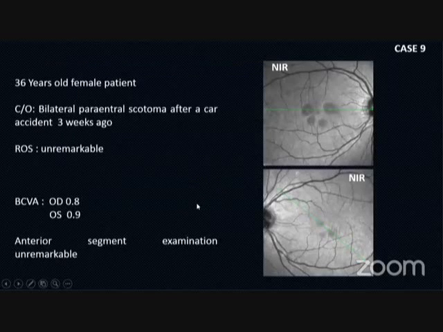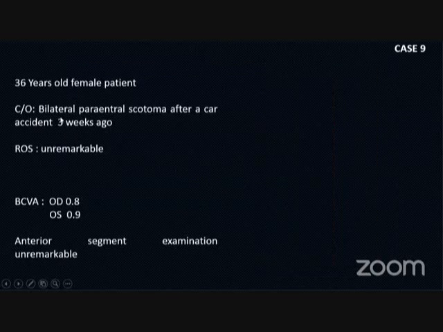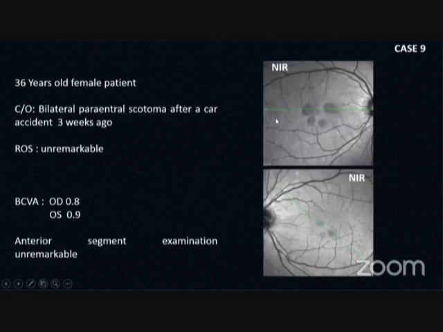Another patient is a 36-year-old female, who came with bilateral paracentral scotoma after a car accident that occurred 3 weeks earlier. Her review of systems was unremarkable, vision was 0.8 and 0.9, and anterior segment exam was unremarkable. Looking at the infrared images of both eyes, you could see these wedge-like or droplet-like lesions in the parafoveal area that explain why this patient had paracentral scotoma.